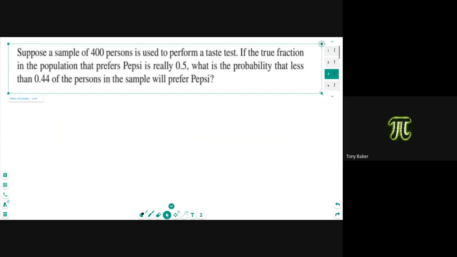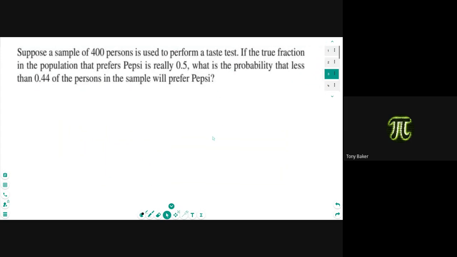So let's do some problems, because that's basically all that's new. Suppose we have a sample of 400 people that used to perform a taste test. So the big old Pepsi versus Coke challenge. If we make the assumption that the population preference for Pepsi is really a 50-50 split, what is the probability that less than 44%, or 0.44, of the persons will prefer Pepsi?